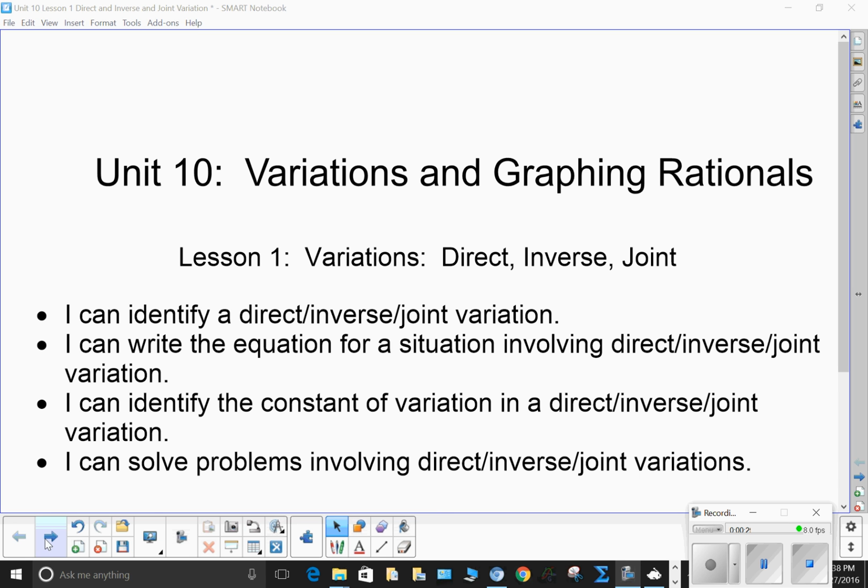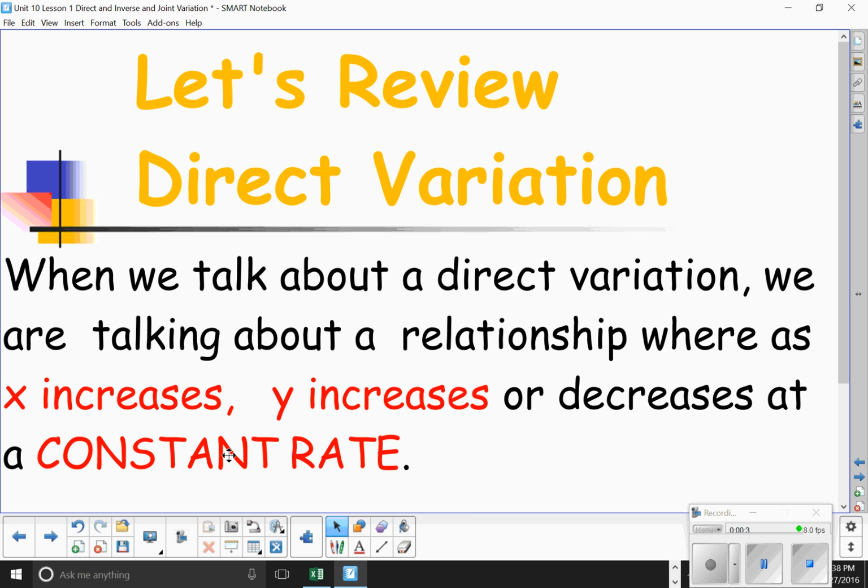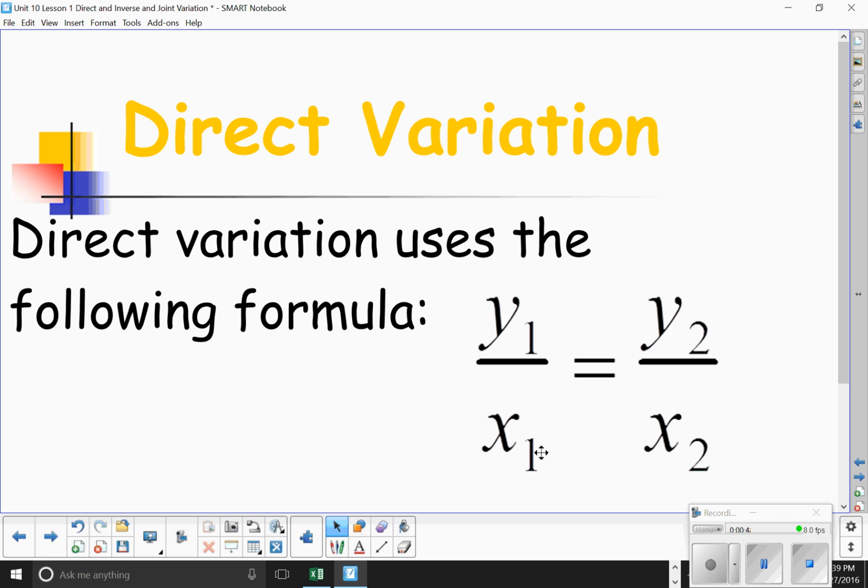Let's get started. First up, a quick review of direct variation. When we talk about direct variation, we're talking about a relationship where as x increases, y increases or decreases at a constant rate. Direct variation is linear. Now, direct variation is pretty straightforward.